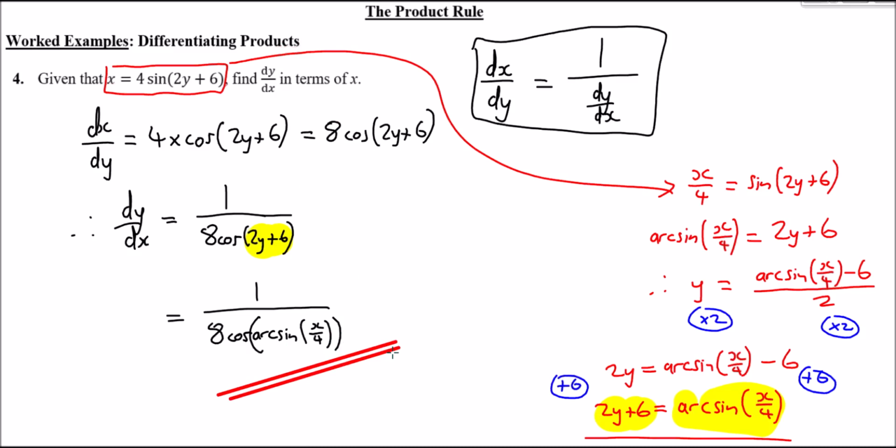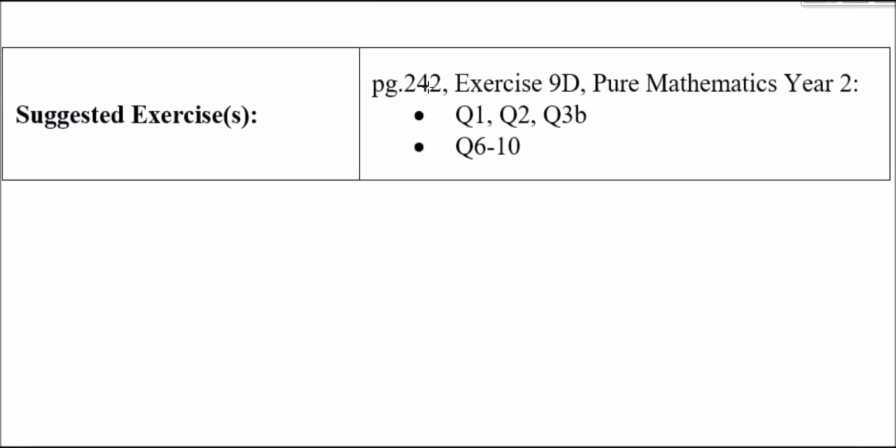So now it's time for you to try some of these on your own. So my suggestion would be to turn to your books now, 242 exercise 9D, and to try 1, 2, question 3B, and then questions 6, 7, 8, 9 and 10. And as ever, check your answers regularly using the back of the book to make sure you're on the right tracks. And if not, let me know as soon as possible.